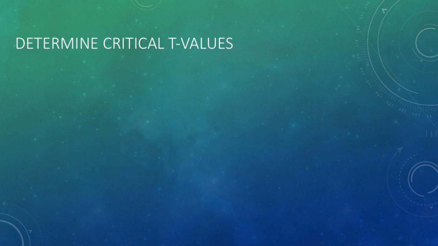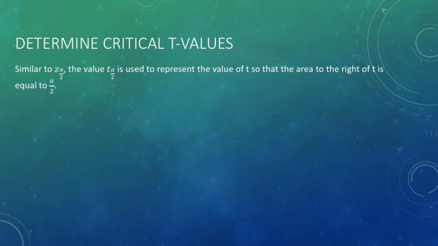So to figure out critical values in this case, we're not looking for z, we're looking for t, but it's done the same way. We're still going to use StatsMate, and we're still looking at this alpha over 2 idea. T alpha over 2 is the critical value, so that the area to the right of t is equal to that alpha over 2. So if I have a 90% confidence interval, that means the middle 90% of the t-distribution is what I'm looking at.